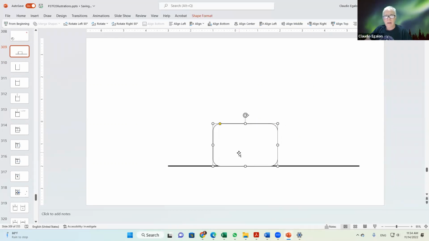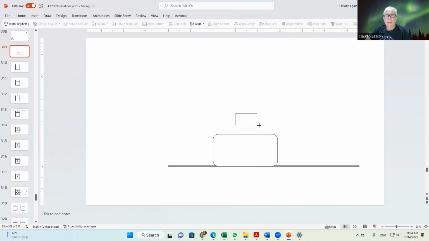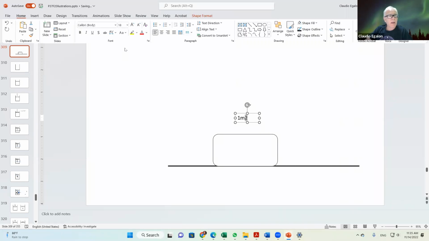Okay, this block, I'm going to put something like that. Here you go. So let's say this block has an area of 1 square foot. A surface area of 1 square meter, not foot, but 1 square meter. That's a little bit high, but that's okay.